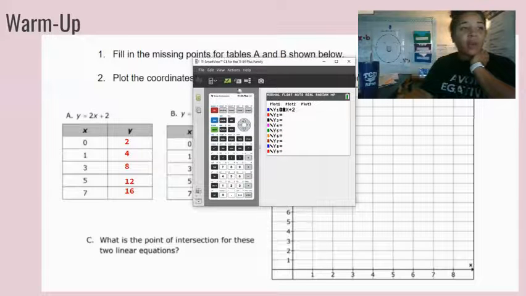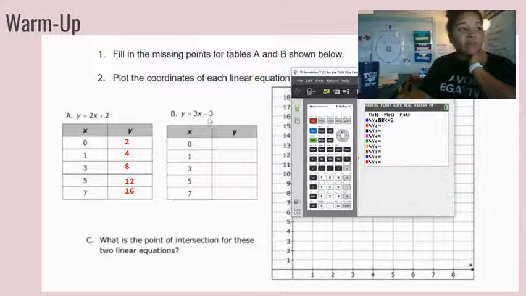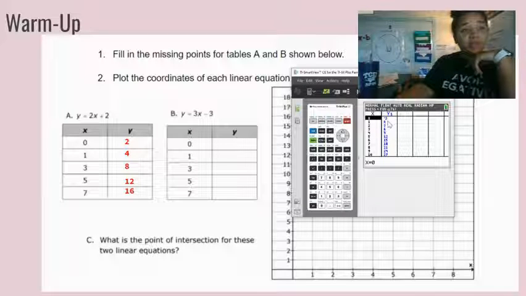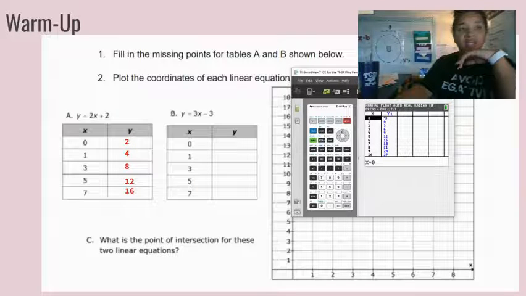We can do the same thing for the other one. You're going to go back and click y equals here, which is right there in red, and type this equation. I'm going to do 3x minus 3, and then press second graph. Then we can have these points. When x is 0, it would be negative 3. When x is 1, it would be 0. When x is 3, it would be 6. When x is 5, it would be 12. And x is 7, it would be 18.